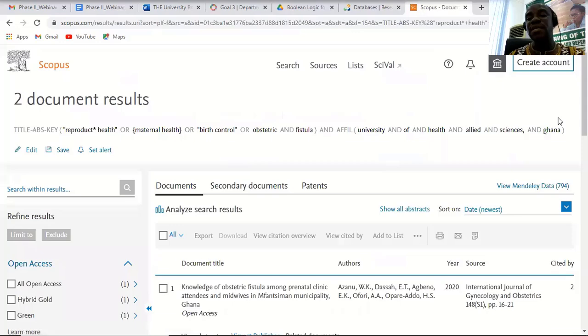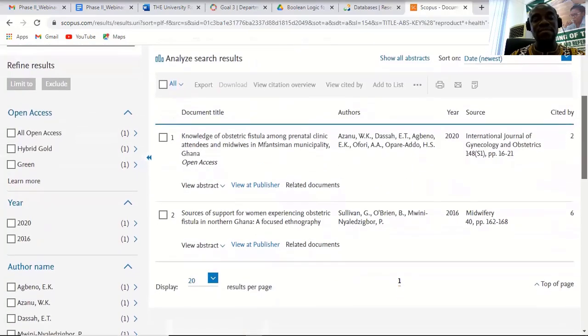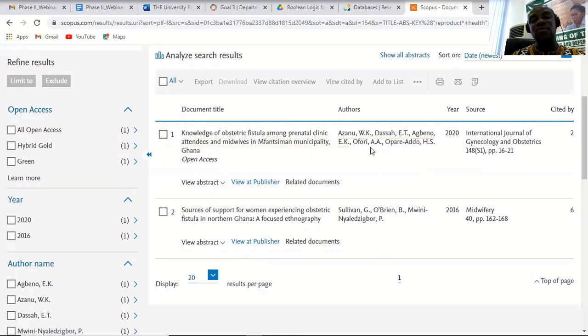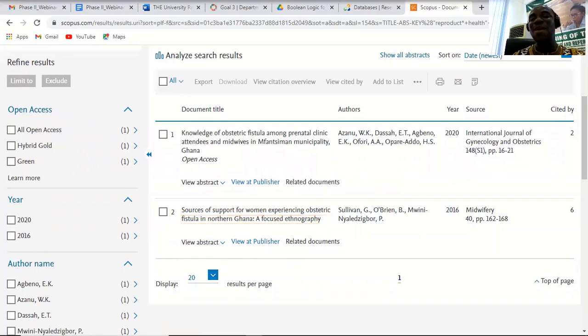Whoa. So there's no syntax error, but I hope you saw the process that we went through there. And this is the query. If you observe, there are only 2 documents. And what are these documents? They are right here for us. Knowledge of obstetric fistula among prenatal clinic attendees and midwives in Infantipim municipality. Azanu WK, Dasa ET, Agbenu, and Ofori and the rest. International Journal of Gynecology and Obstetrics. Then the second document, sources of support for women experiencing obstetric fistula. So it looks like it went more for obstetric fistula documents, right? Okay, so that is one.